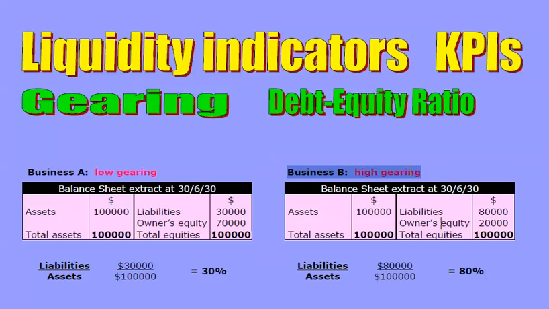Compare that to business B, which would be considered to be highly geared. The formula, liabilities over assets, so this time we've got $80,000 over $100,000. So that works out to be 80%, which means of every dollar of assets, the business has 80 cents in liabilities. So there's a high level of debt in the business relative to the assets, and that business is said to be highly geared. Highly geared, a high debt equity ratio, a high proportion of liabilities in relationship to the total assets or equities.